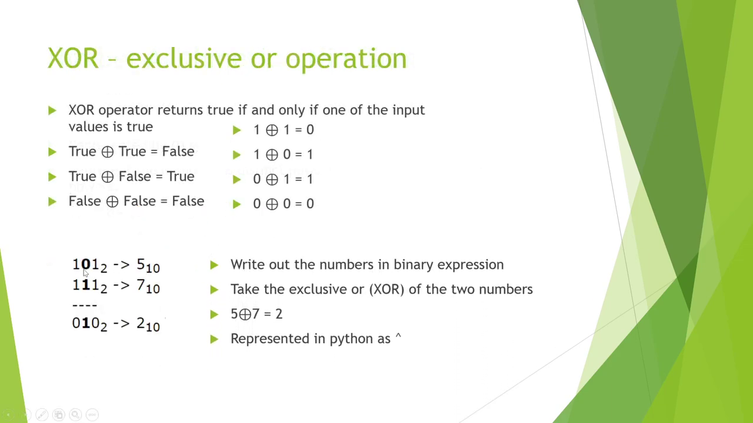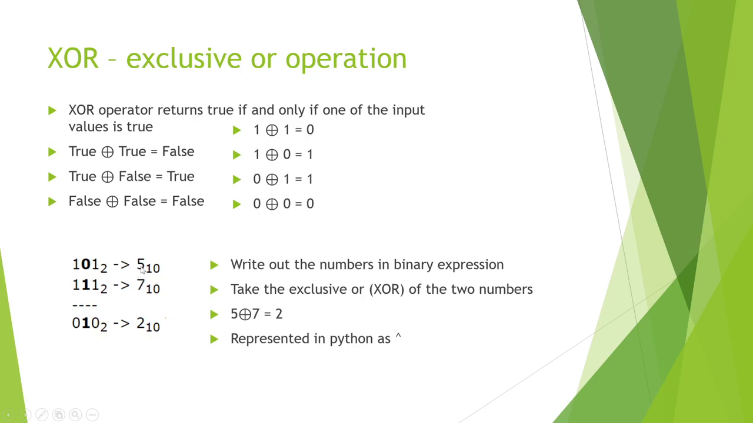Another way to do this is using binary operation, XOR. This is the exclusive OR operation. What it does is that it returns true if and only if one of the input values is true. So for example, 1 XOR 1 is 0, and 1 XOR 0 is 1, 0 XOR 1 is 1, 0 XOR 0 is 0.